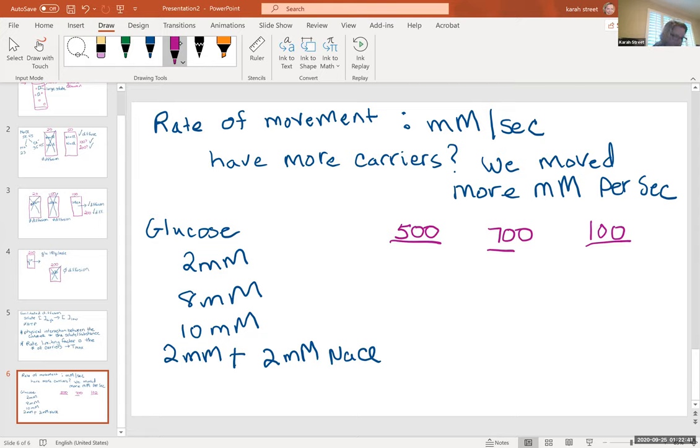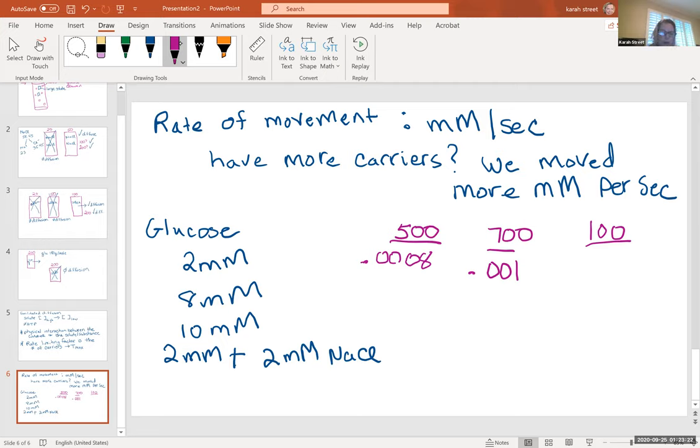So with 2 millimolar, with 500 carriers, we were able to move 0.0008 millimoles per second. But when we had 700 carriers, we were able to move more glucose per second. 0.001 is larger than 0.0008. More carriers meant we could move more solute more rapidly, more millimoles per second.